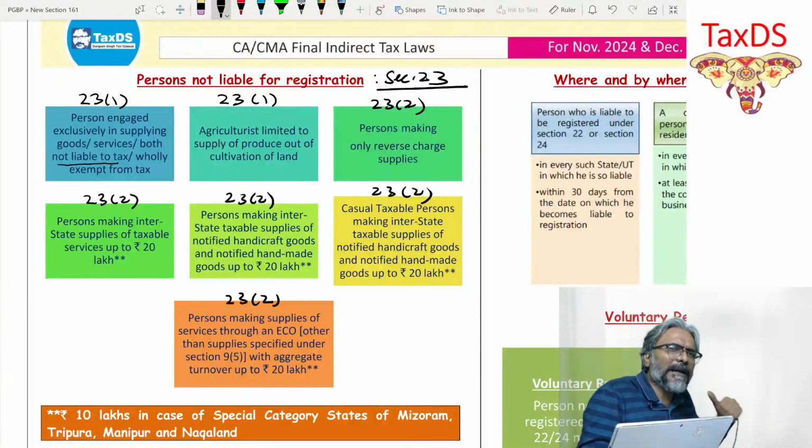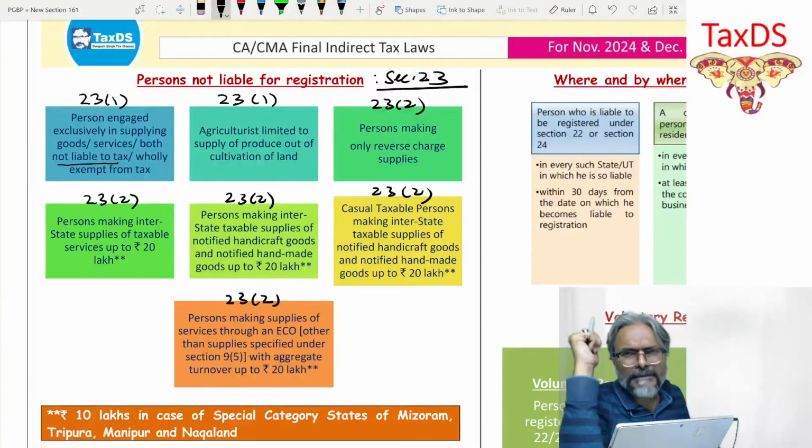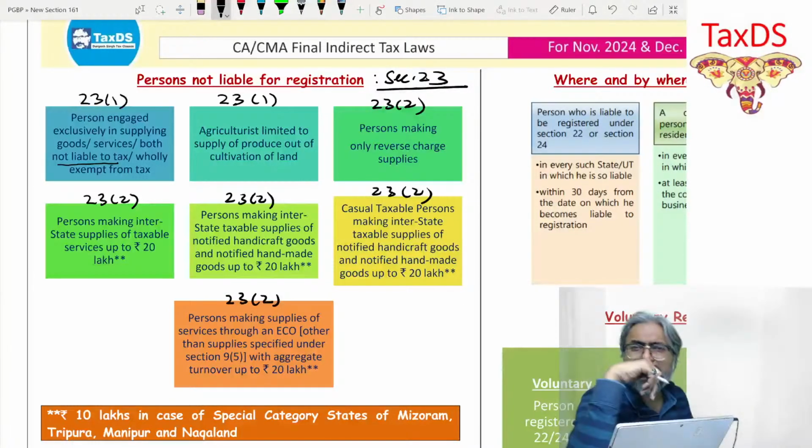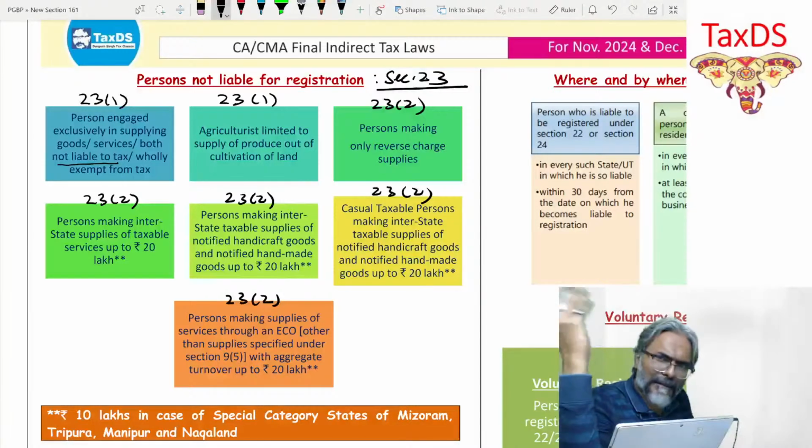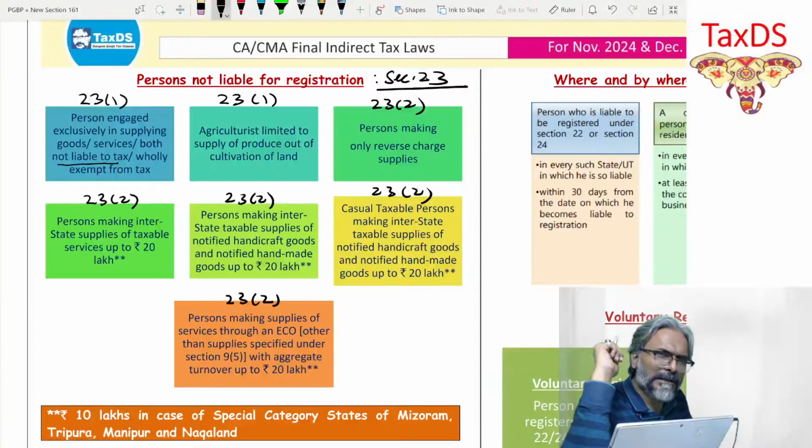In that case, if I'm not liable to pay the GST, then what use is it to the government to want you to get registered? Because unnecessarily, if they make you register, you will have to keep filing your GST nil returns. An unnecessary compliance burden will be there on that person. So the government understands that if a person is not liable to pay the GST at all, then why should we get him registered in the first place? That is the first one.